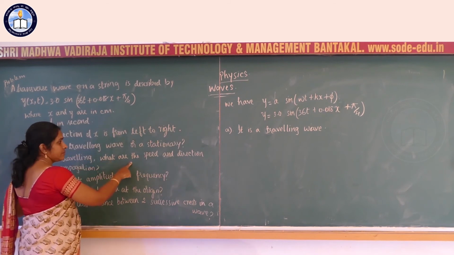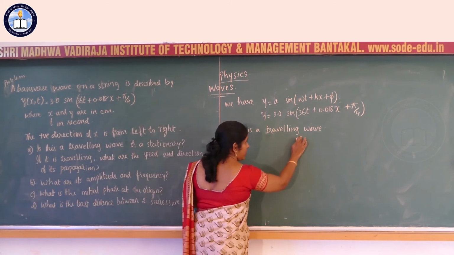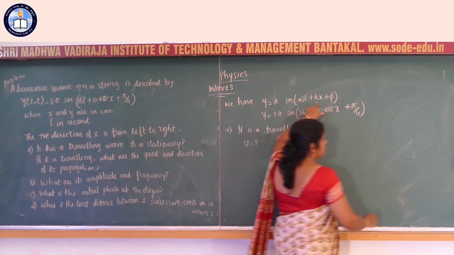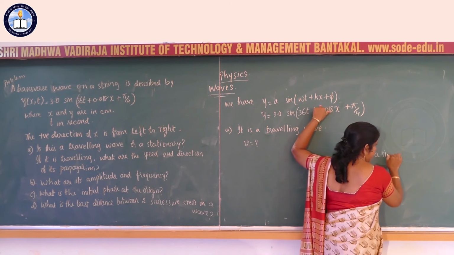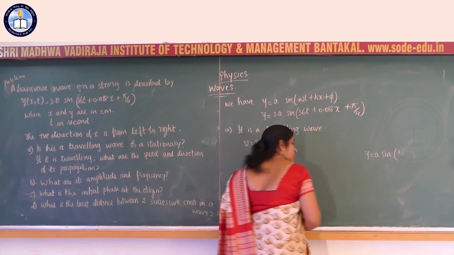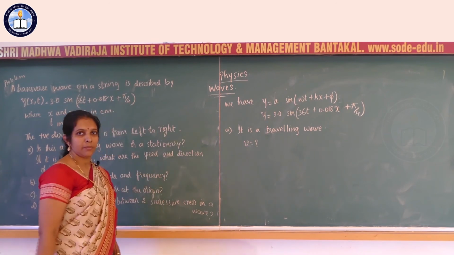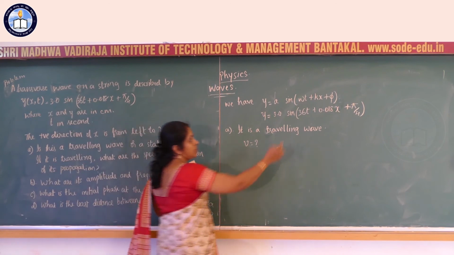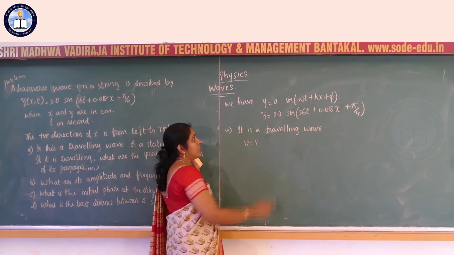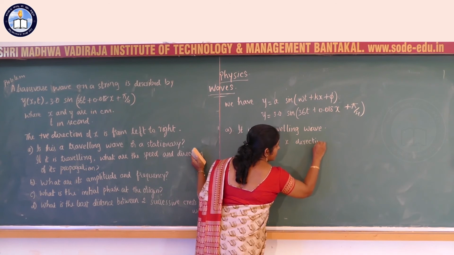Second, if it is traveling, what are the speed and direction? It is a traveling wave, so we have to find the speed and direction. Direction of wave: the general equation we have derived is y equal to a sine (kx minus omega t), or (omega t minus kx), the equation of the progressive wave. While deriving the equation, we used the positive x direction, but here it is opposite to omega t minus kx. Here, kx with omega t gives plus, therefore we consider this a negative x direction. The wave propagates in the negative x direction.